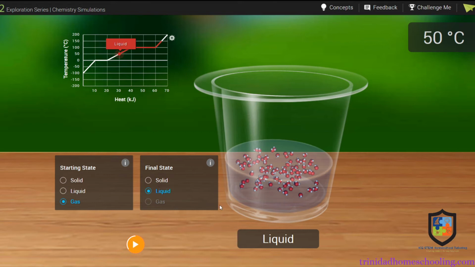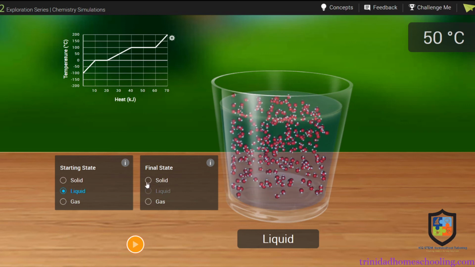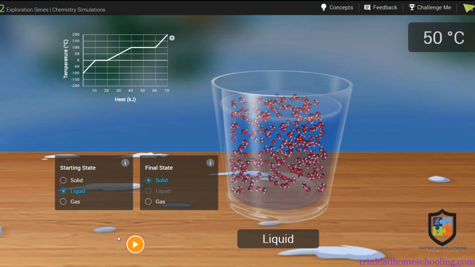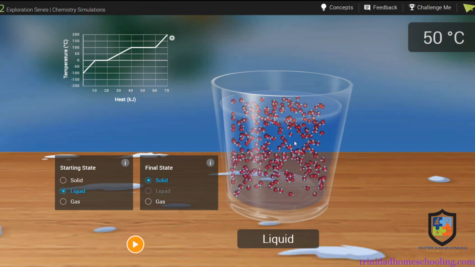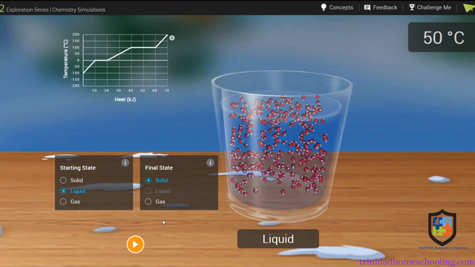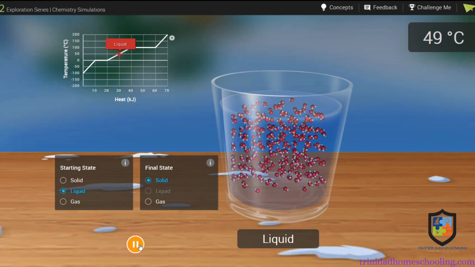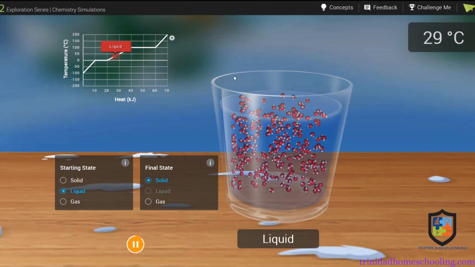So this is what our liquid molecules look like. Now we're going to look at changing from this liquid to a solid. My starting state is a liquid now, and we're going to change this into a solid. So the atmosphere changes here. We're in a freezer maybe, and we're going to remove heat to change this from the liquid state to the solid state. So we're starting at 50 degrees, water in a freezer, and our temperature is decreasing.